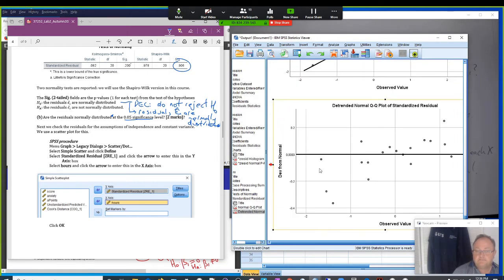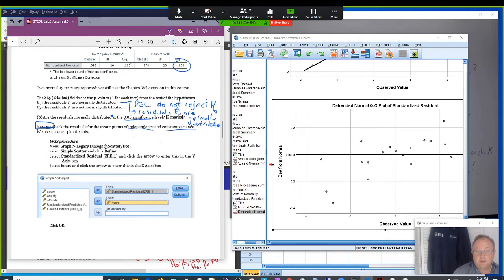For this one here, okay, so we can see that this is this variance. So I've been able to give you a couple of examples of that. Alright, we checked the residuals for assumption of independence and constant variance. Okay, so you should be marking these off. Next. So we've checked that it's normally distributed. That's one of our assumptions. Now we're going to check for independence and constant variance.